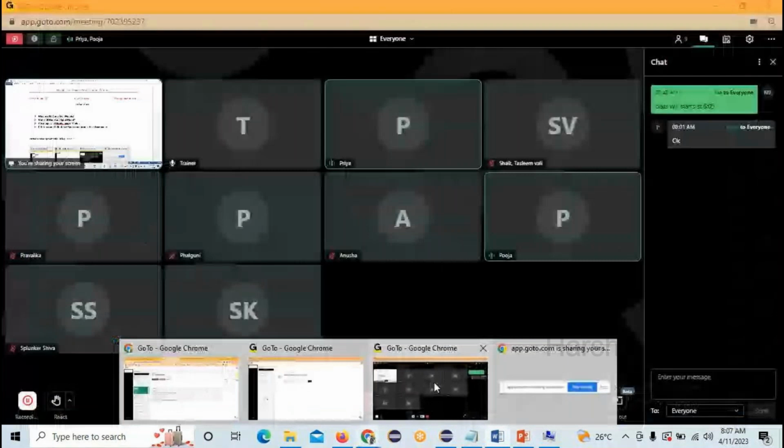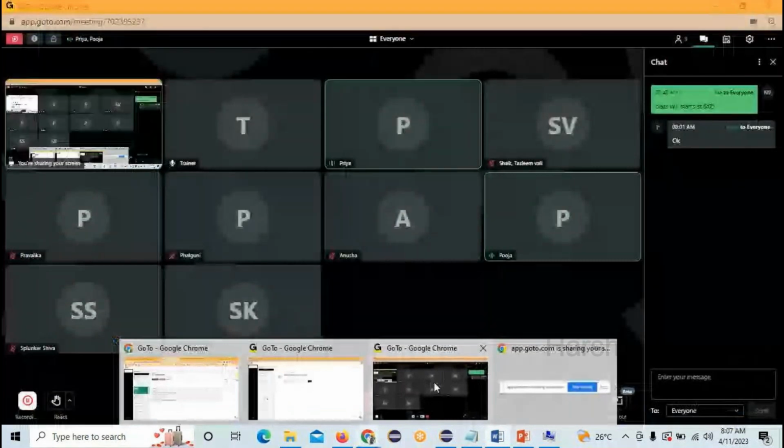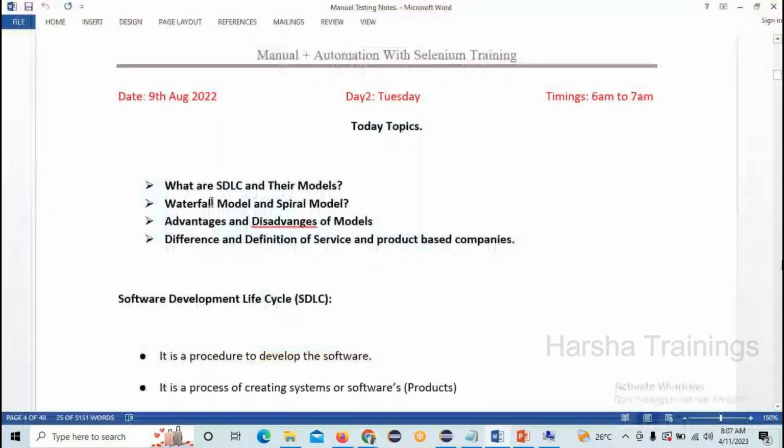Okay. So today we are going to see total four topics. The first one is what is meant by SDLC and their models. You guys already know what is meant by software development lifecycle, which I already explained in the demonstration. And under the SDLC, how many types of models are there? What are the categories? Waterfall model and spiral model are also one of the models from the SDLC models. And what are their advantages and disadvantages? What is the difference and definition of the service and product based companies? Okay, these are the four topics we are going to see in today's session.